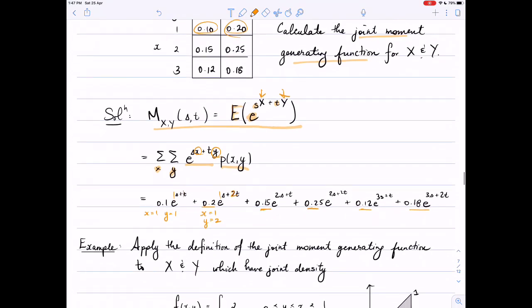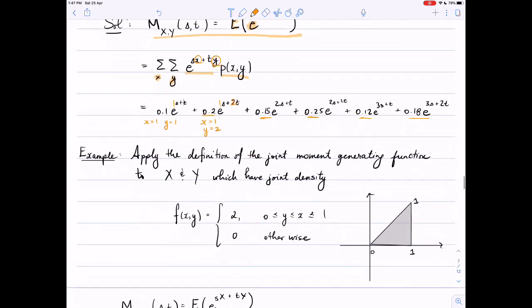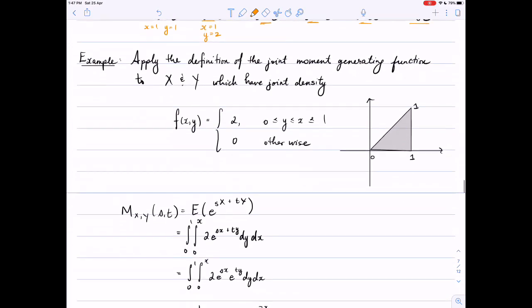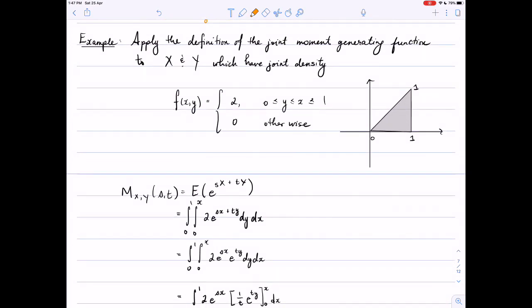Now, that doesn't tell you much about what good it gives. That'll be a little bit later, but let's do one more definition, this time in the continuous case. We're going to apply the definition of the joint moment generating function to X and Y, which have this joint density. Now I give you a little bit of a warning.